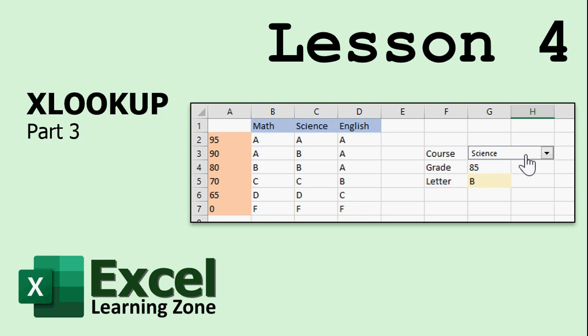We're going to turn on the developer tab, which is usually reserved for programmers and stuff. And I'm going to show you how to create a combo box inside your spreadsheet so that your user can just pick from a drop-down list, science, for example, as you see on the screen there, instead of having to type that in. So that's covered in this lesson.